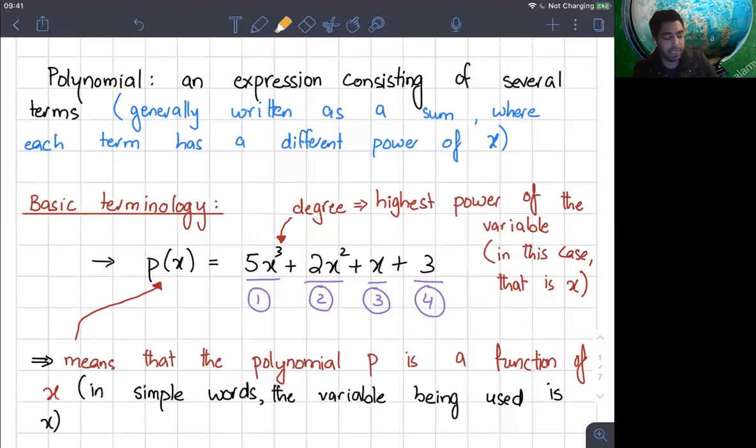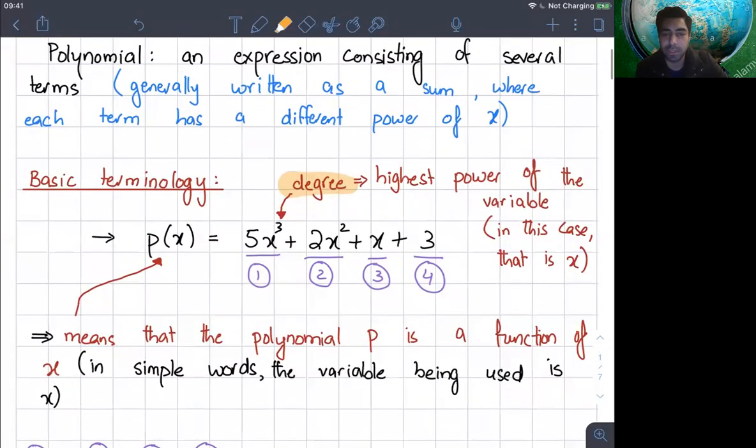Now, the second thing is the degree. What is the degree of a polynomial? It's simply the highest power of the variable that you can see in any of the terms. So if you look at all 4 terms here, the highest power of x that appears is 3. So that means the degree of this polynomial is 3. Let's say if we could get rid of this term, now we're left with 2x squared plus x plus 3. Now the degree of this polynomial is 2. Okay, so that's just some basic stuff.